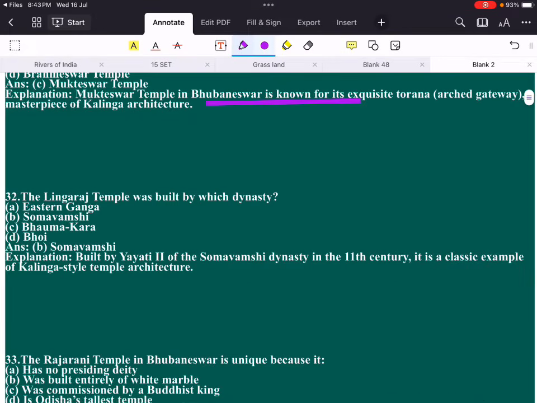The Lingaraj temple was built by which dynasty? That is Soma Vamshi dynasty. Option B is the correct answer. Built by Yayati II of the Somavamshi dynasty in the 11th century. It is a classic example of Kalinga style temple architecture.